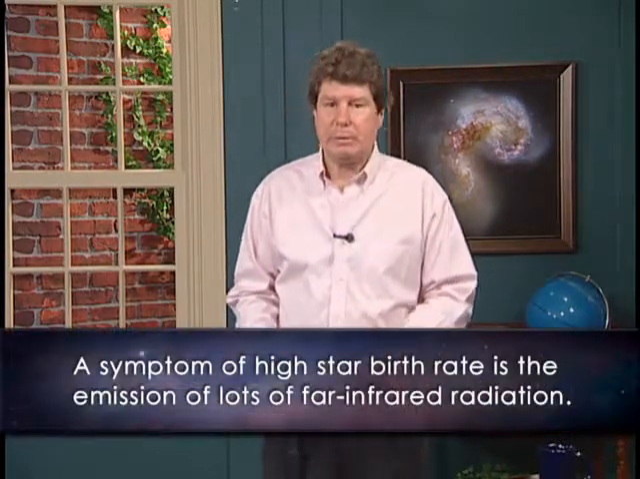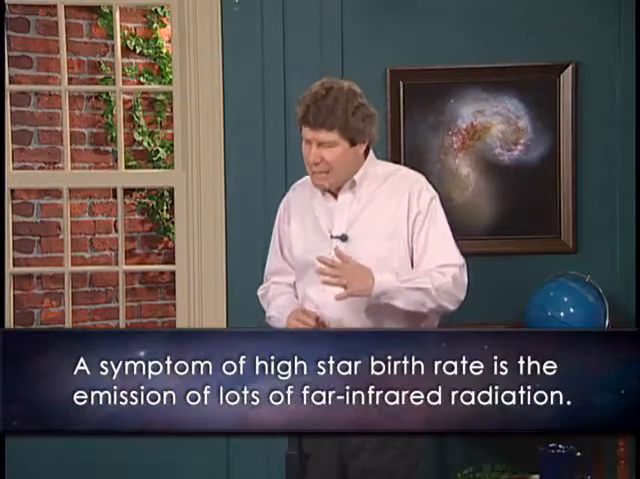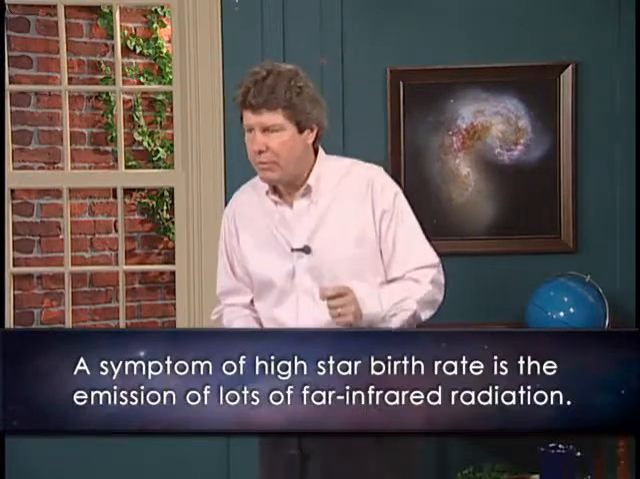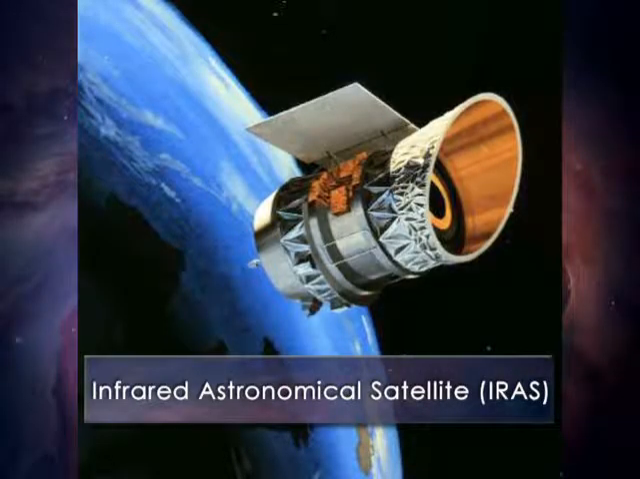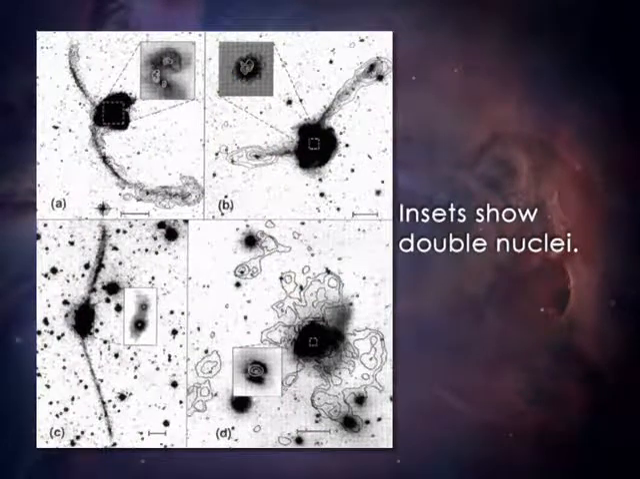Now, observationally, the link between galaxy interactions and collisions and high starbirth rates is very obvious indeed. For reasons I don't have time for, a classic symptom of high starbirth rate is the emission of lots of far infrared radiation. Now, the first satellite telescope sensitive to this type of radiation was launched in the 1980s, and almost immediately it became apparent that galaxies that shone brightly in the far infrared, like these four here, were also in the throes of an interaction or a merger.